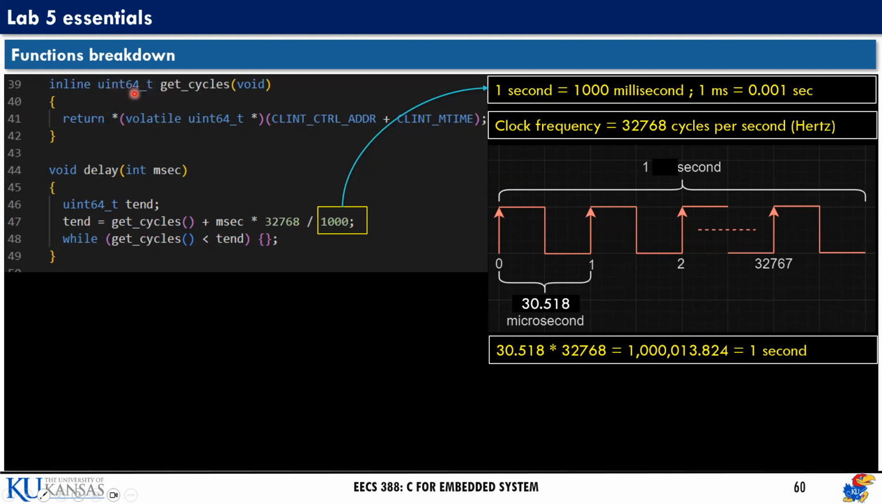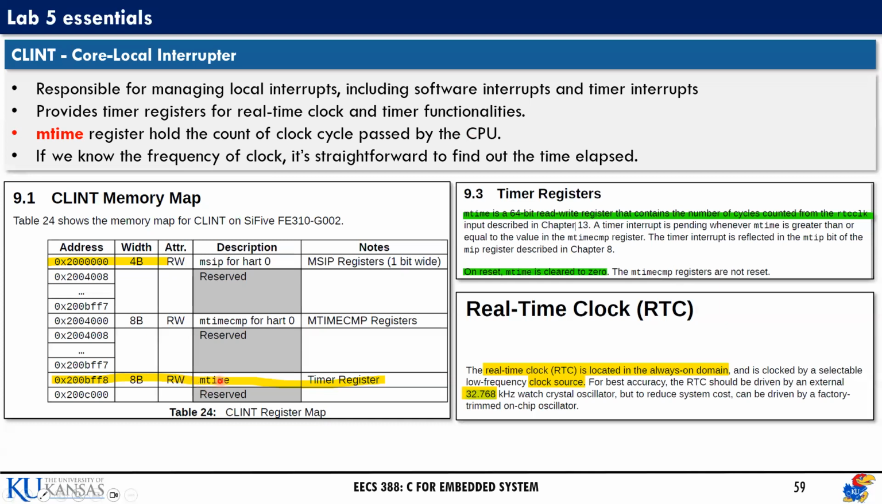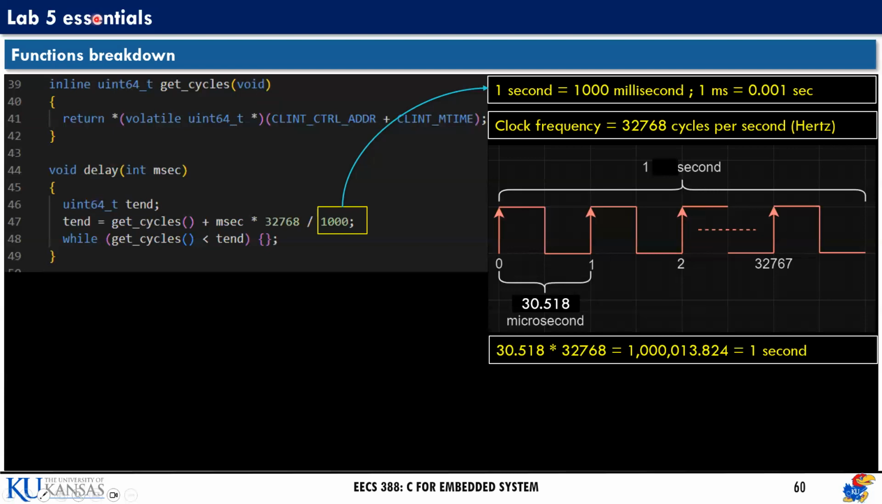And this get cycles, as the name suggests, has no argument. So basically it is collecting total cycles from a register. And what's the register? The register is CLINT_MTIME, and this CLINT_MTIME is nothing but this mtime register. And we know our mtime register is 64 bit. That's why we're using an int 64. We have the base address of CLINT, and we are simply adding the register offset and returning the value.